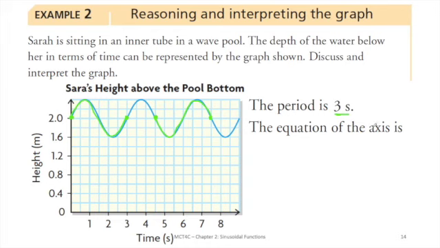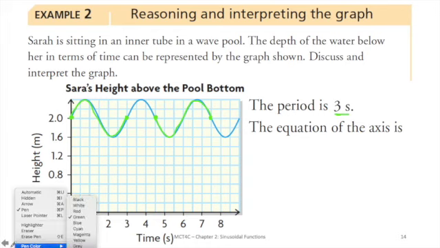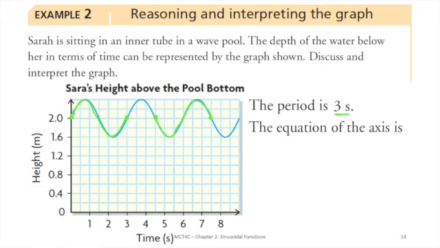Our equation of our axes. So remember that we're looking for that horizontal line that's halfway in between our max and our min. So if you're good at eyeballing, you know we go up to about 2.4 and down to about 1.6. So halfway in between there would be at 2. Okay, so it splits the graph evenly in half.